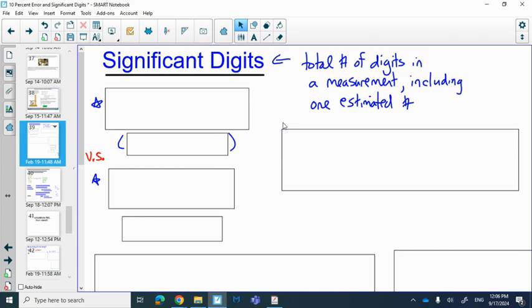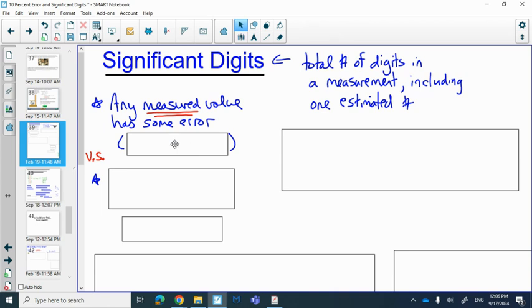But personally, if I was measuring and trying to be really accurate, I know I could try to estimate a fraction of a millimeter. So it's debatable on the number you would keep. But once you've recorded them, the number of significant digits is all of those numbers, essentially, right? So any measured value has some errors, the idea, right? Where you keep one estimated number.